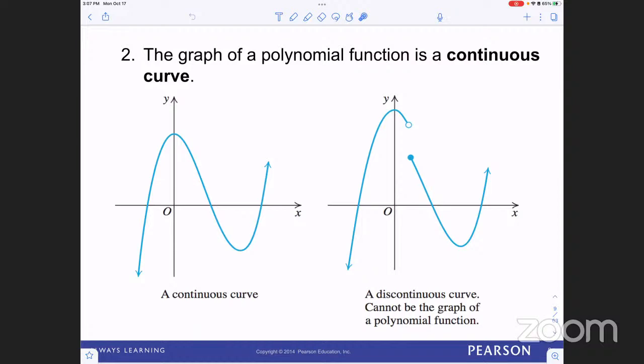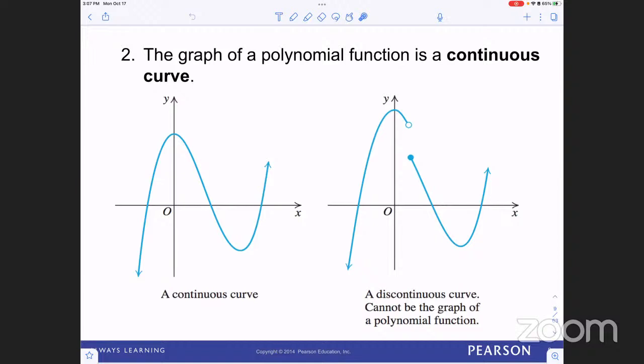By continuous, we mean that we can start at any point on the graph and start tracing, and we can get to any other point without picking our pen up off the curve. So there are no holes or gaps or breaks. The example on the left is a polynomial function. But on the right-hand side, suppose we started at this point and started tracing. In order to get to the points further right, we had to pick up our pen to get over that gap. Because this one has a hole or a gap or a break, it cannot be the graph of a polynomial.